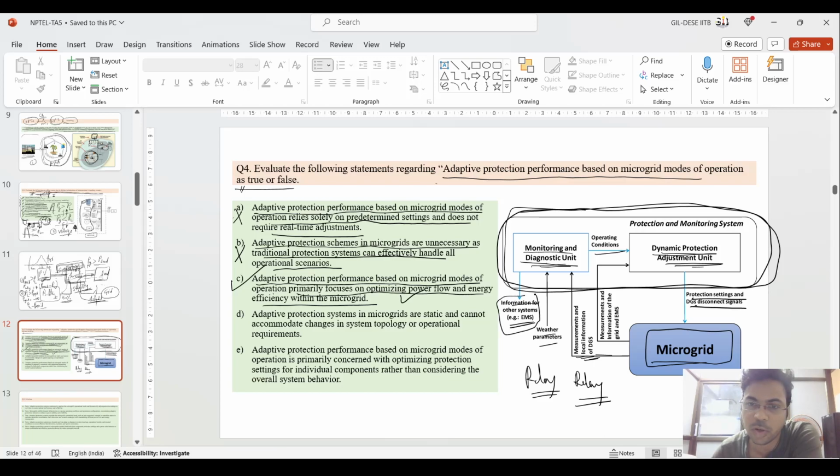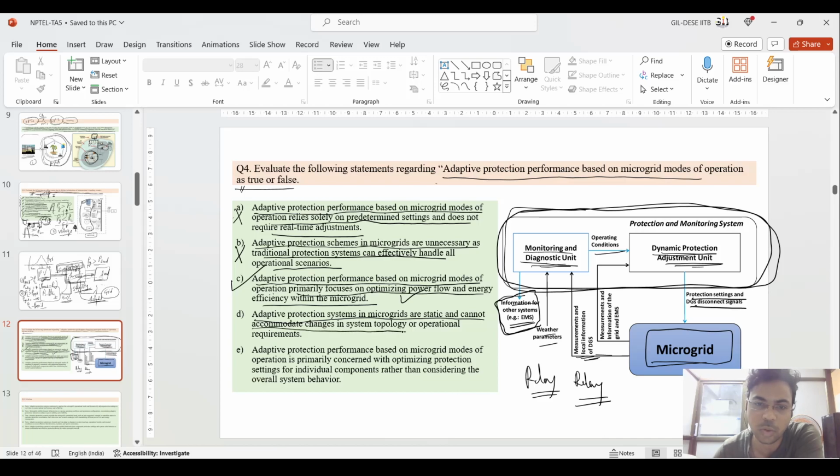That is true in the sense that it optimizes power flow, which I have written in this information, which gives this monitoring and diagnostic unit to the energy management system. So it optimizes the energy consumption and energy efficiency within the microgrid itself.